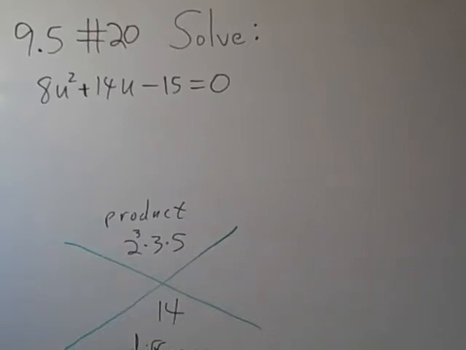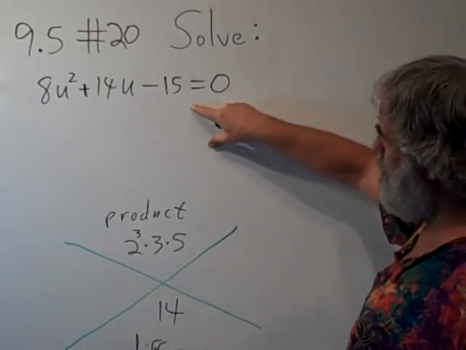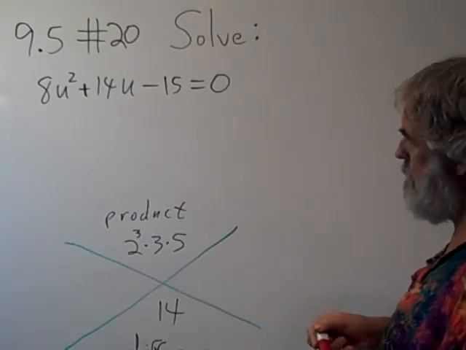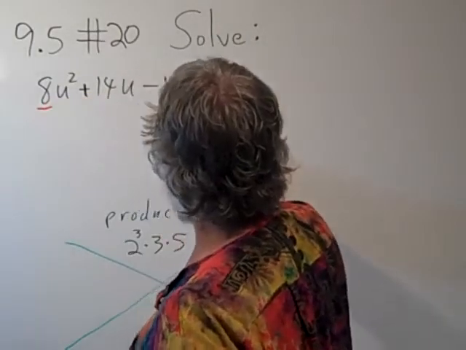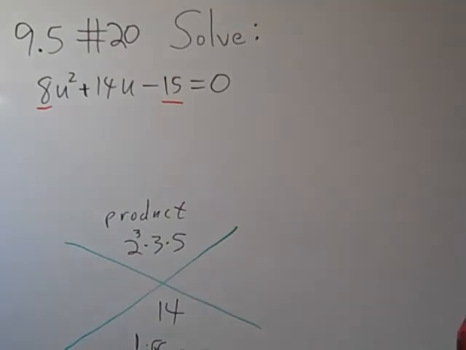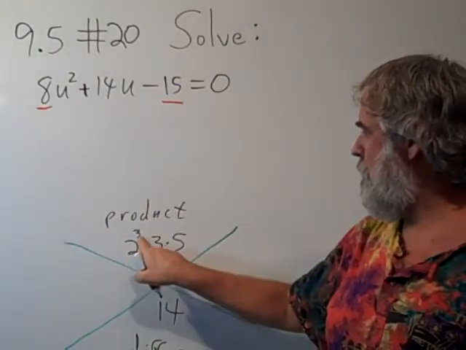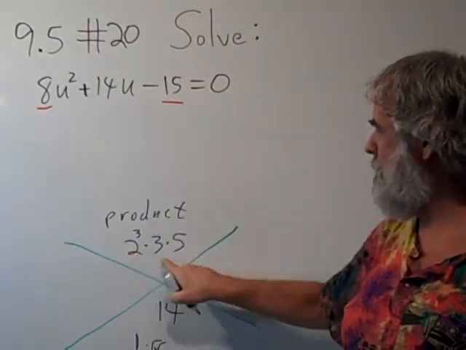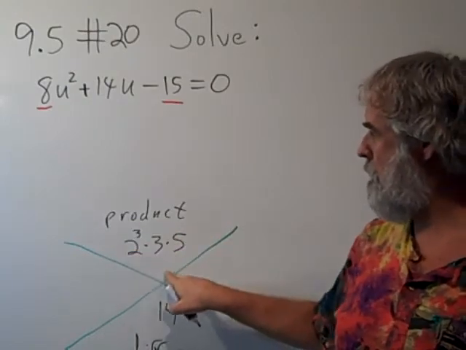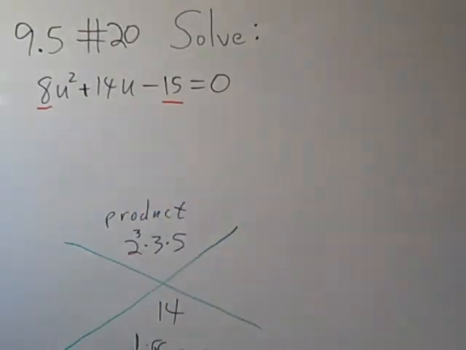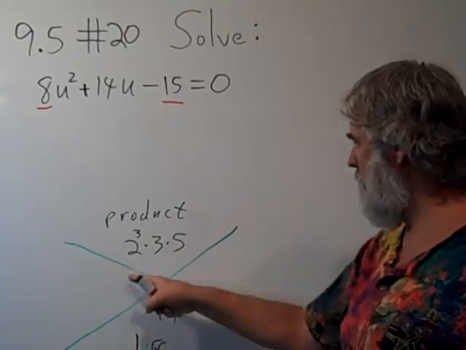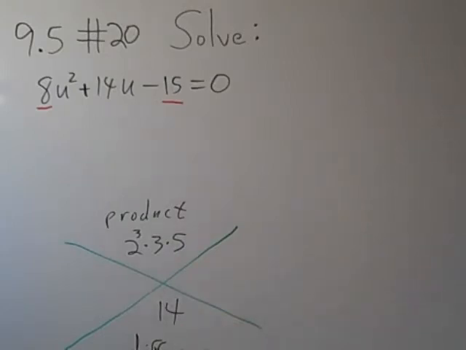Okay, in this one we're going to solve this quadratic. So we begin by taking the product of the leading coefficient and the constant term. 8 times 15. 8 is 2 to the third power, and 15 is 3 times 5. So this is the prime factorization of the product of those two coefficients. Now we need to split up these factors into two numbers whose difference is 14.